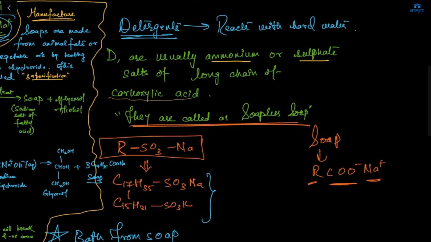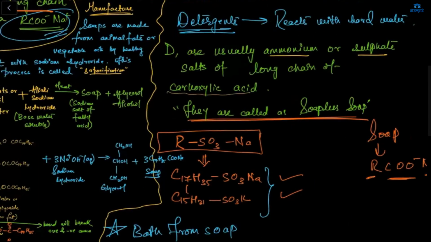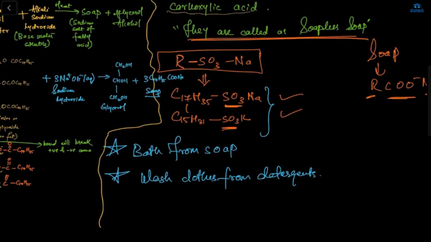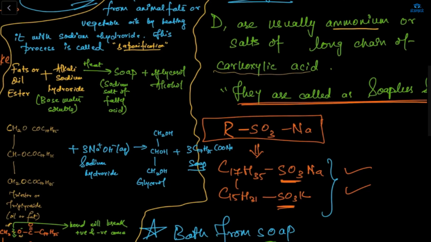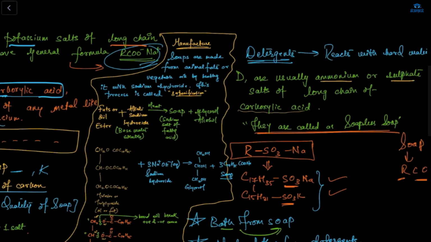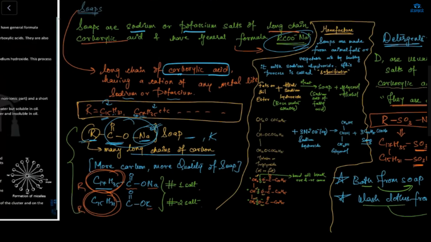Okay? Na or K we can write. Here I wrote the carboxylic acid C with a double bond O, but here I have to write the sulfate salt, which is SO3. So this is the difference between the soap and detergent general formula. We bathe with soap, and we wash clothes with detergents. The detergent can also react with hard water, but soap cannot react with hard water. And this is the general formula of your soap.